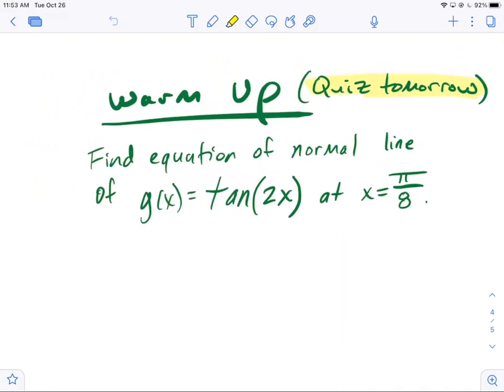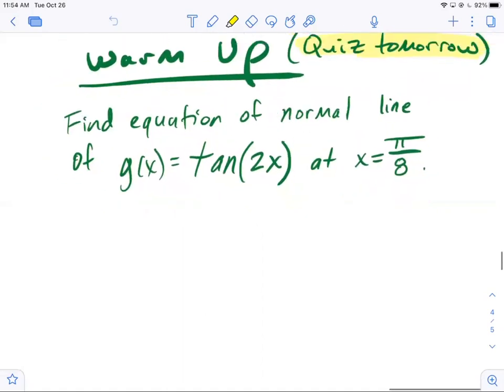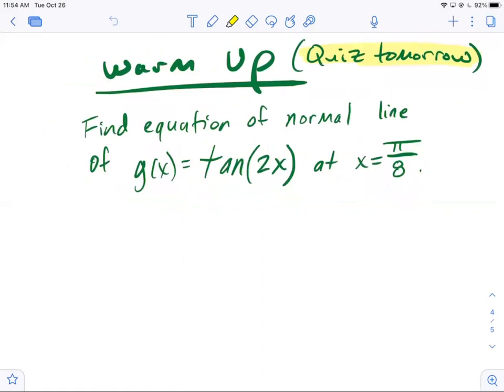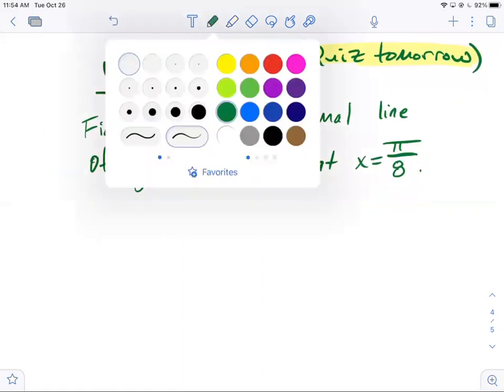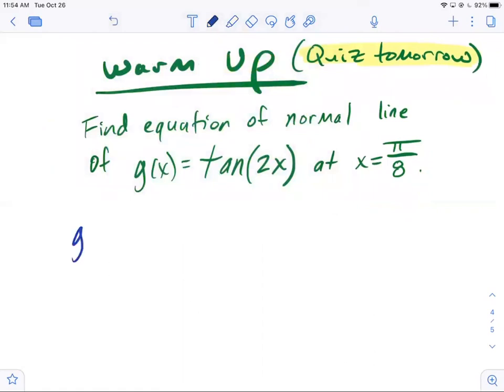All right, so for the equation of any line, we need a point and a slope. For a normal line, we need the slope that's perpendicular to the tangent line. So we find the tangent line slope first, because that's what the derivative gives us, and then we'll get the normal slope. So first thing we need is the y value. So g of pi eighths.